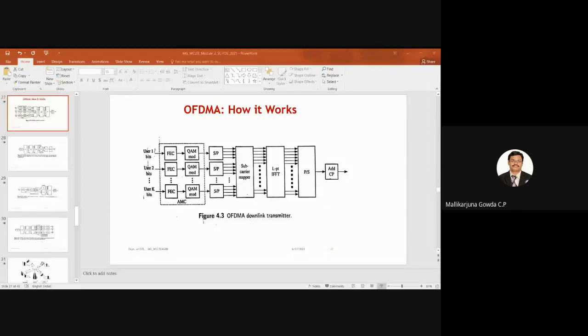The output of the AMC, from each user's information bits, is of high bit rate, so it is given to the serial to parallel converter to lower the bit rate. Then there will be subcarrier mapping. After mapping to the available subcarriers, we do the L point IFFT, that is inverse fast Fourier transform, which converts the frequency domain signal into a time domain signal. Then we do parallel to serial conversion. After that, we add the cyclic prefix, and it is transmitted over the air. This is how the OFDMA downlink transmitter works, from base station to user equipment.